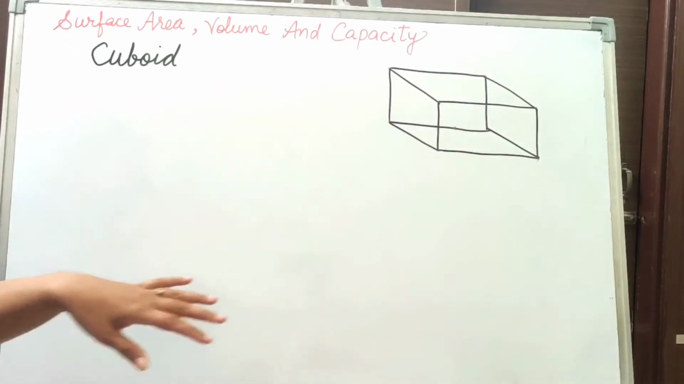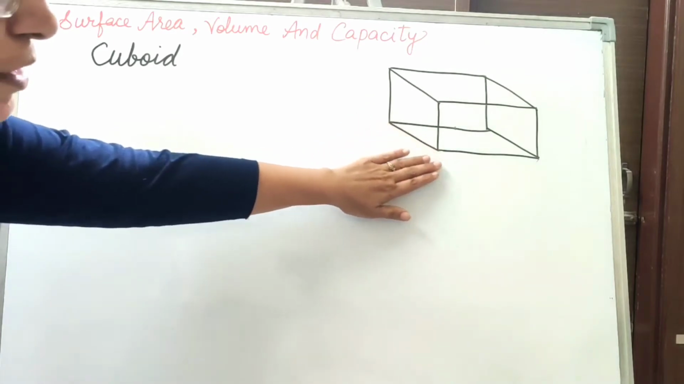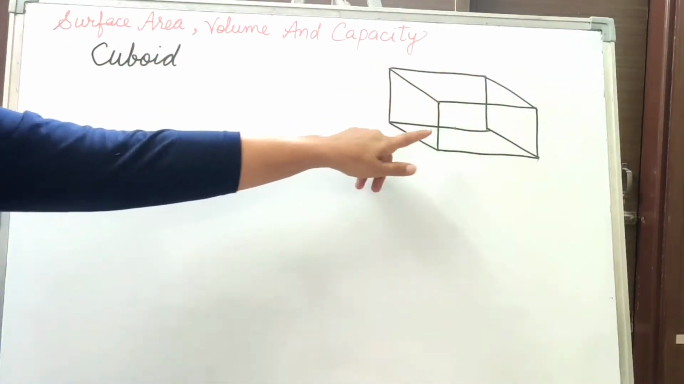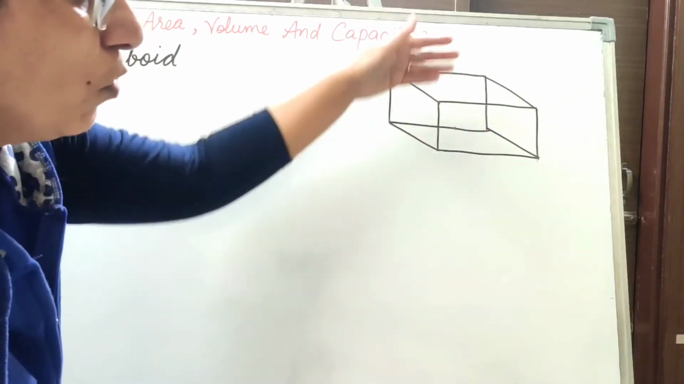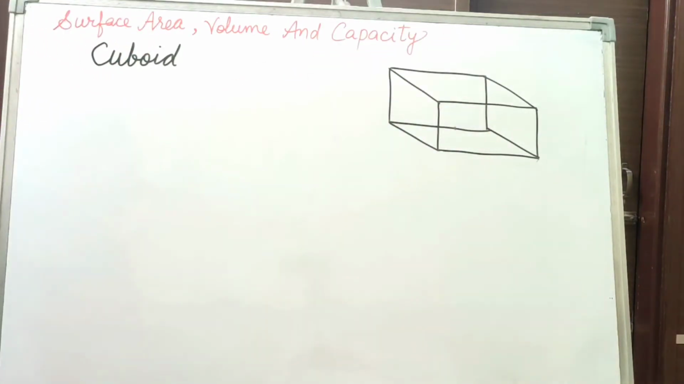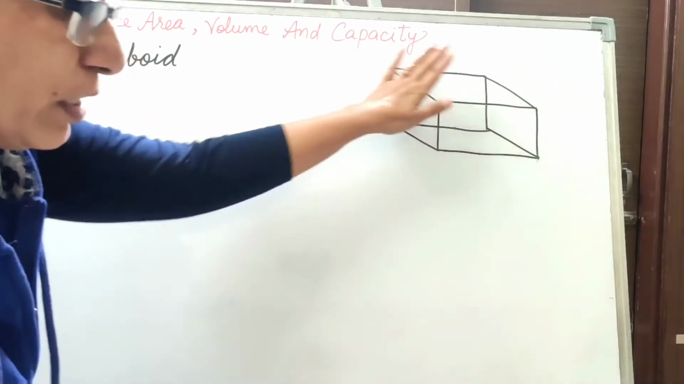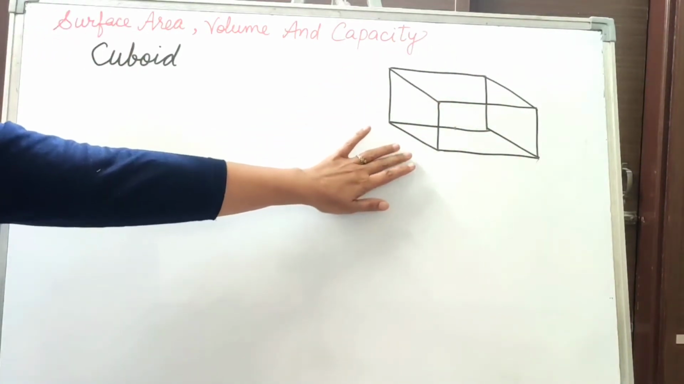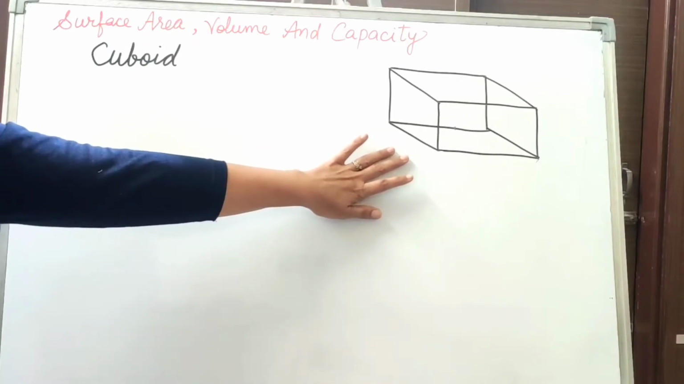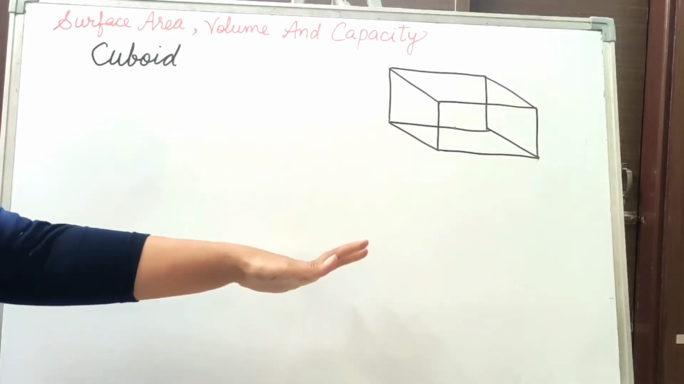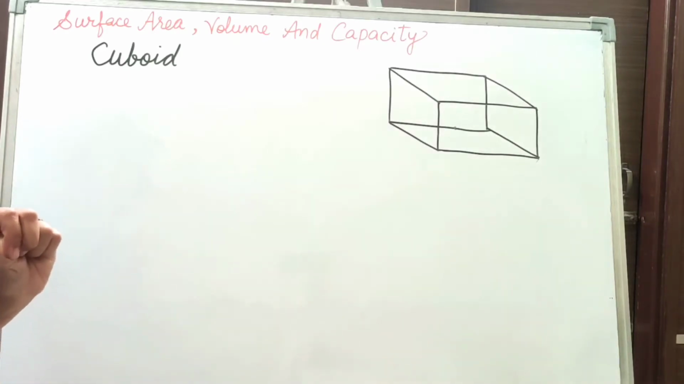And surface area. So surface area is, students, here it is a cuboid, and cuboid has how many faces? 1, 2, 3, 4, top and bottom, 5, 6 faces. So the sum of areas of all the faces of this box is its surface area. So we can say the sum of areas of all the faces of a body is called its surface area.